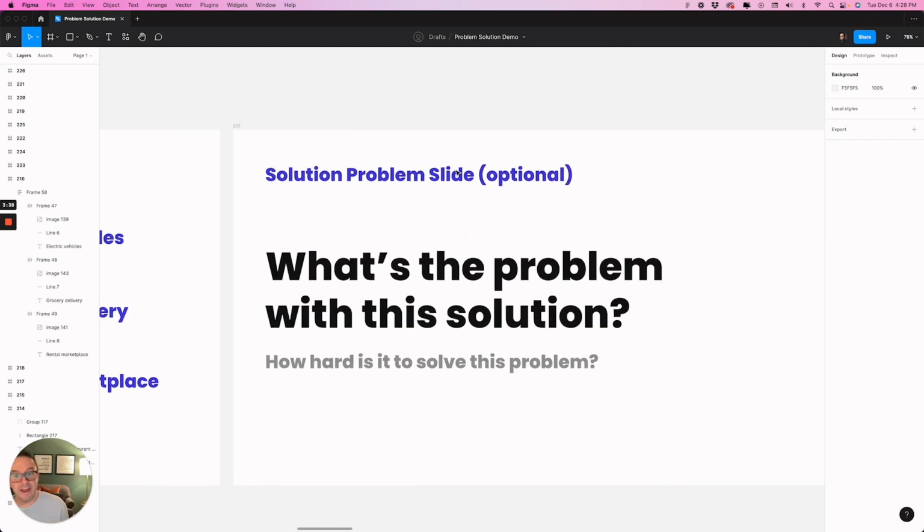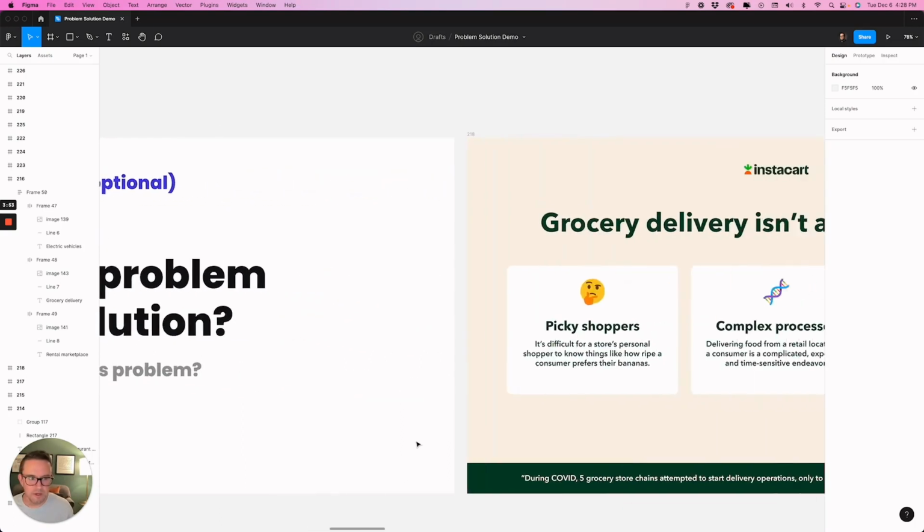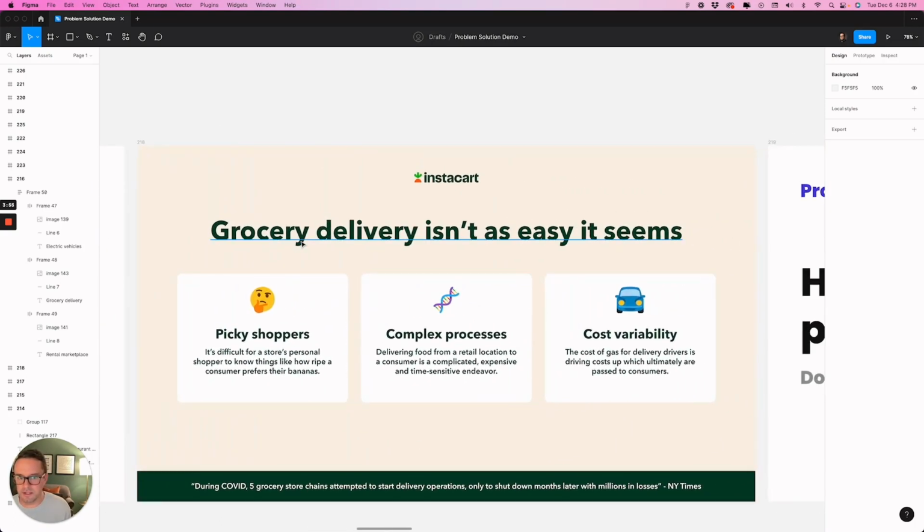Then, optionally, and this is what I see a lot of founders miss, is sometimes there's a problem with the solution. So it's a meta problem. It's the problem with the solution that you're proposing. How hard is it to actually solve this problem? So if you look at Instacart on this slide, they could say, hey, grocery delivery is our solution, but there's a problem with grocery delivery because it's not as easy as it seems. There's picky shoppers, there's complex processes, there's cost variability, all of these things.